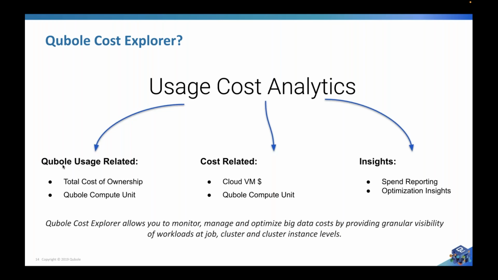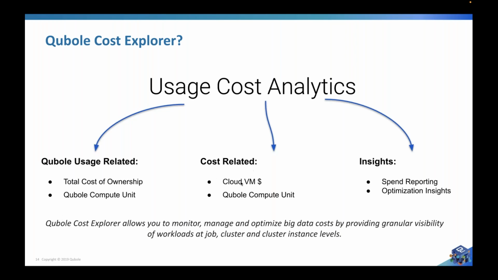What it provides is Qubole usage related information. One is it provides a total cost of ownership along with the Qubole compute unit. Just to let you know, the Qubole compute unit is the unit level of charge that Qubole does. Let's suppose you spin up any of the instances and run it for an hour, it will associate a Qubole compute unit, QCU, and that QCU will have a dollar value to it. You can go to our website and see the dollar value for each of them. But QCU is the minimum unit of charge.